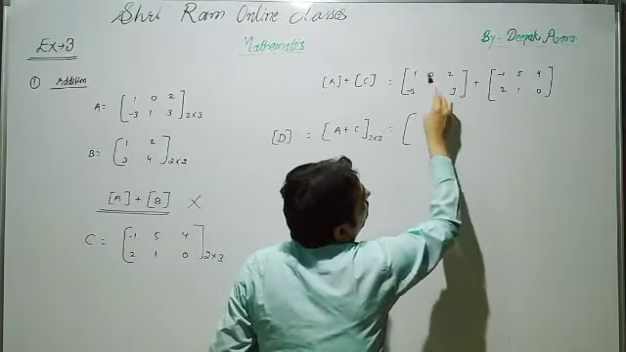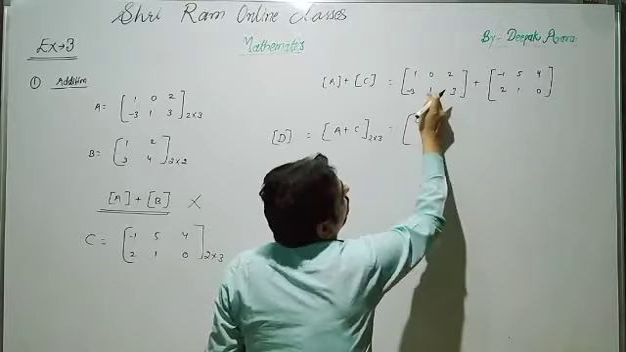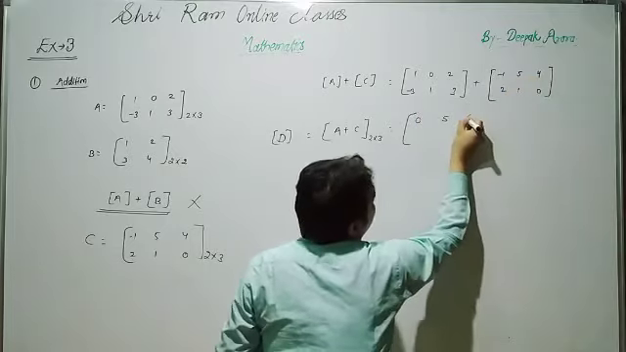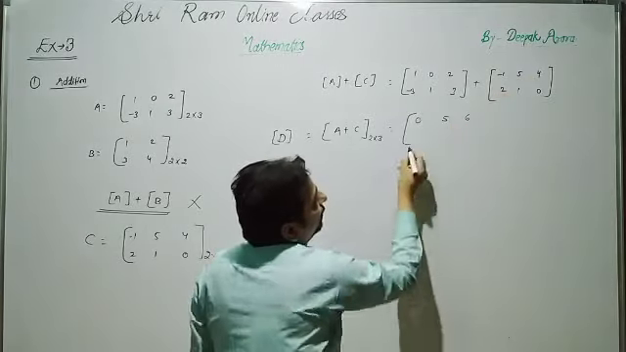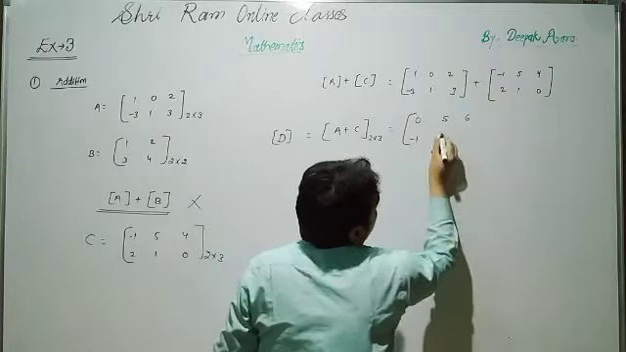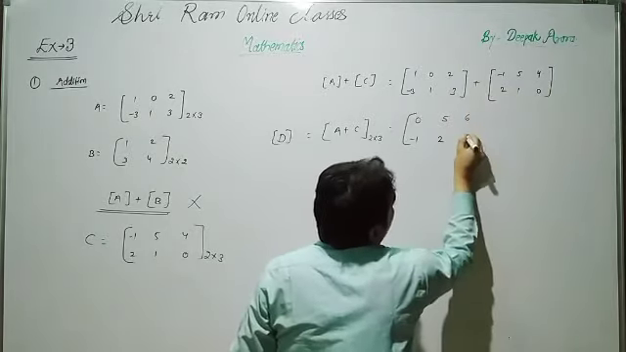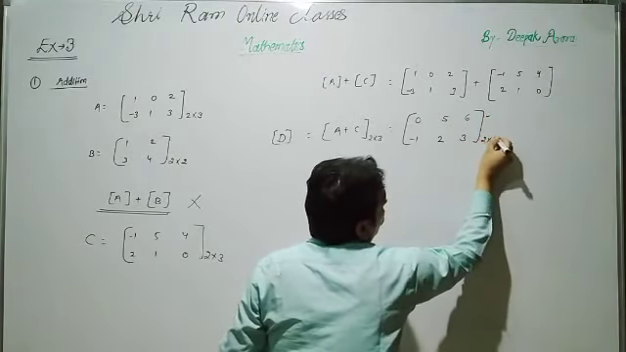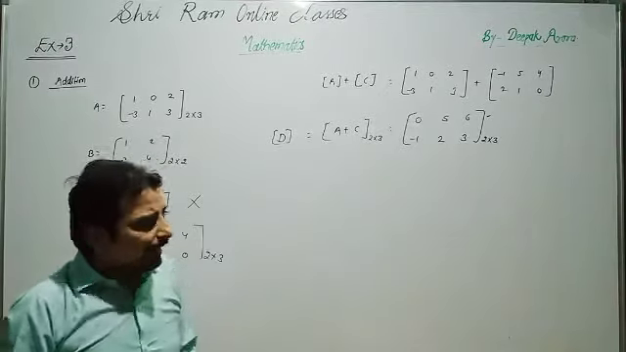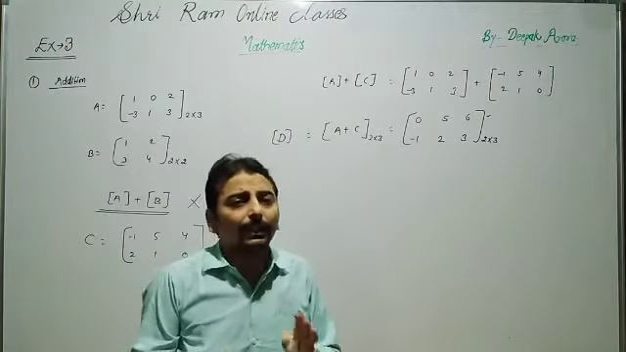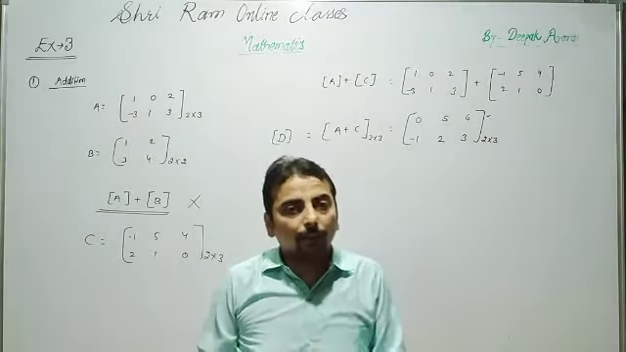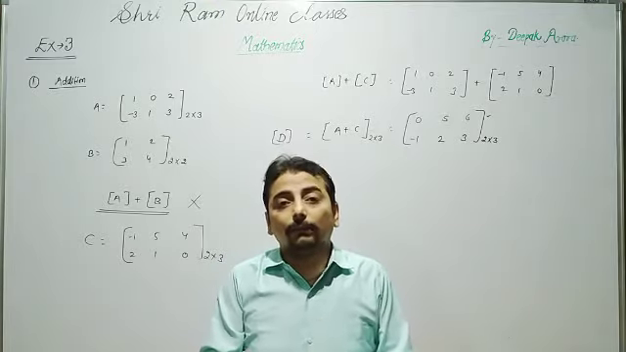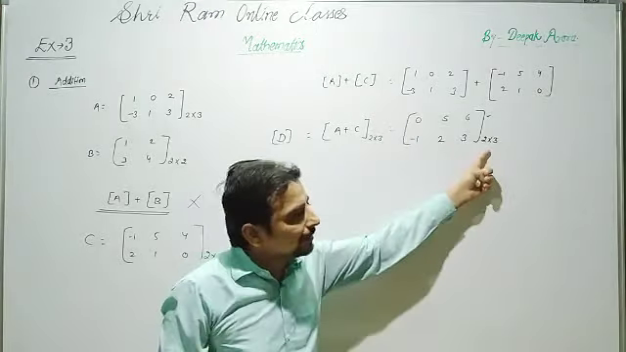For example, first of all 1 plus minus 1 is 0, 0 plus 5 is 5, 2 plus 4 is 6, minus 3 plus 2 is minus 1, and 1 plus 1 is 2, and 3 plus 0 is 3. Then we can say there are 2 rows and 3 columns. So if the orders of matrix A and matrix C are the same, addition is possible, and the result has the same order as A and C.